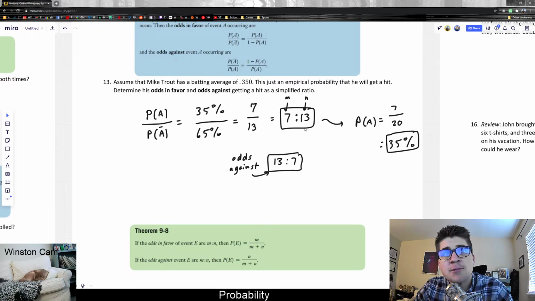And the value of this is basically a direct comparison between favorable outcomes and non-favorable outcomes, instead of a probability, which is the percentage based on favorable outcomes divided by the total.